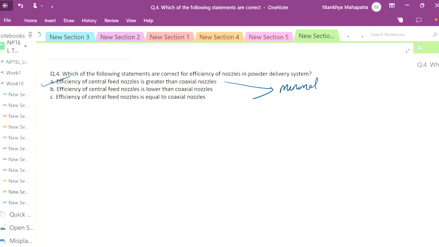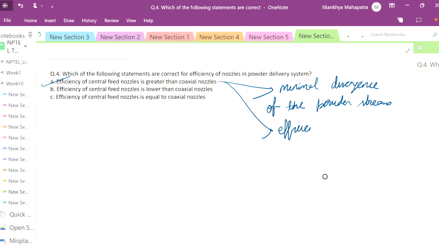Minimal divergence of the powder stream. Efficiency above 80%. And coaxial efficiency as low as 30%. So the efficiency of the central feed nozzle is greater than the coaxial nozzle, and this is the advantage also.